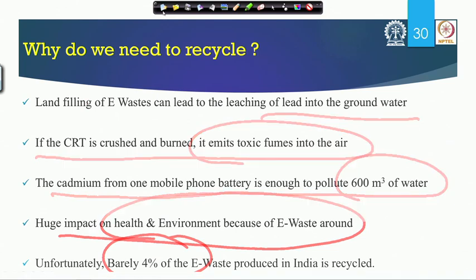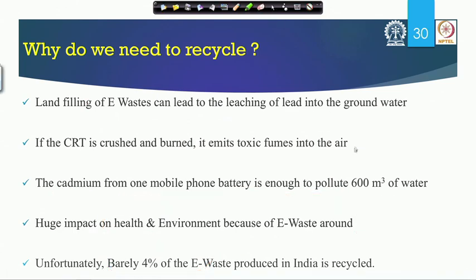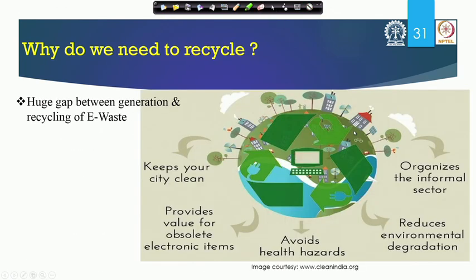And there are a lot of new companies showing up in e-waste management. Hopefully the market will pick up, and the registered companies will get the job. So there is a huge gap between the generation and recycling of e-waste, and any recycling is good as long as it helps the environment.